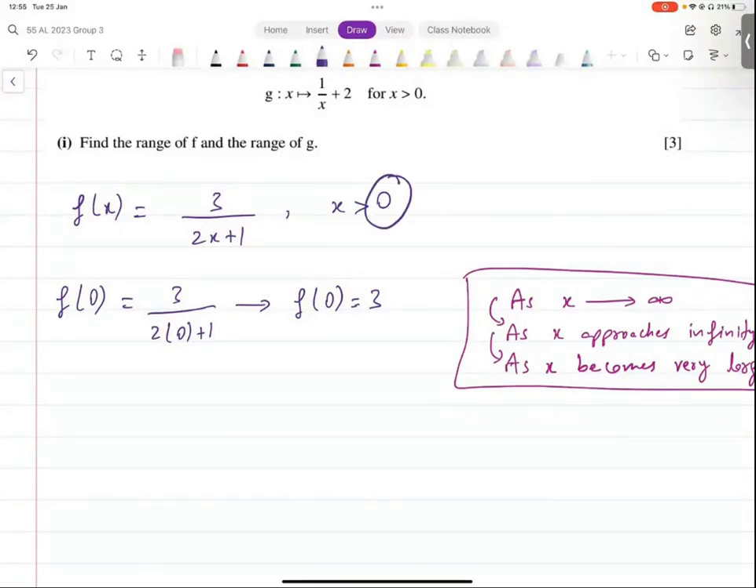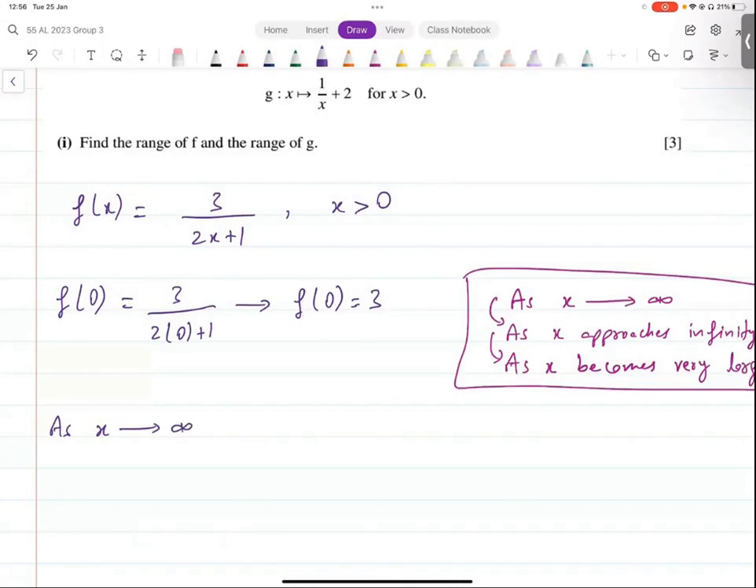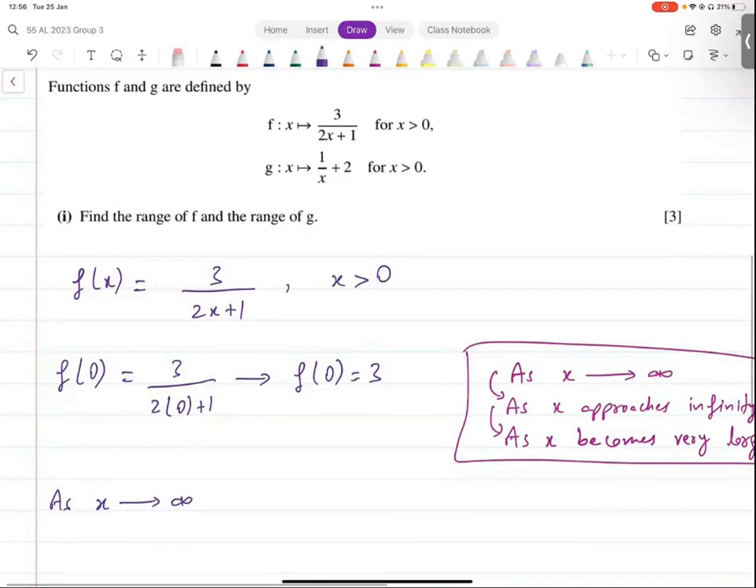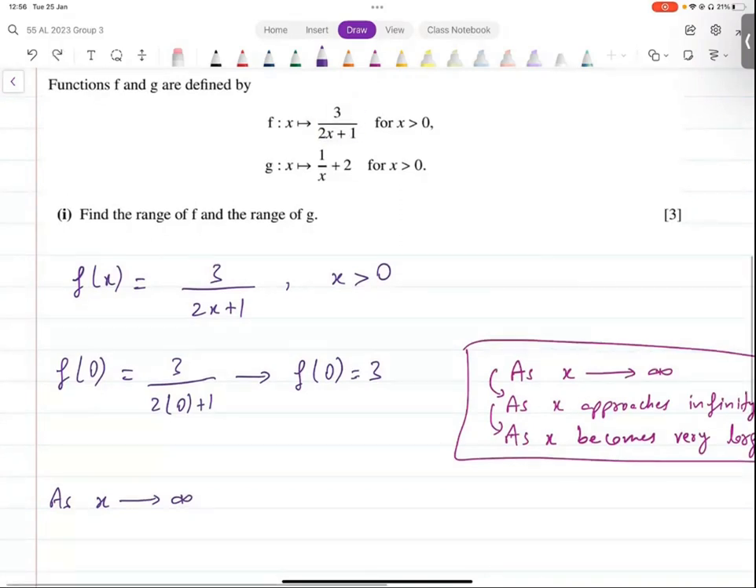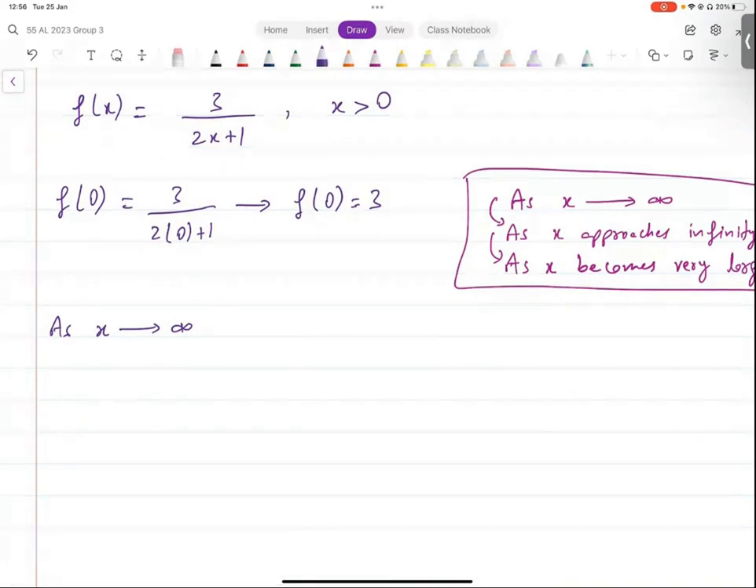Now let's look at the other extreme. x की वैल्यू अगर बहुत लार्ज हो जाए, what happens in that case? So now I'm going to write that as x becomes very large, as x goes to infinity. This is the function that we have, right? It's 3 over 2x plus 1. इस function को क्या होएगा? Let's look at it step by step. x बहुत बड़ा हो जाएगा, 2x plus 1 को क्या होएगा? Any idea?